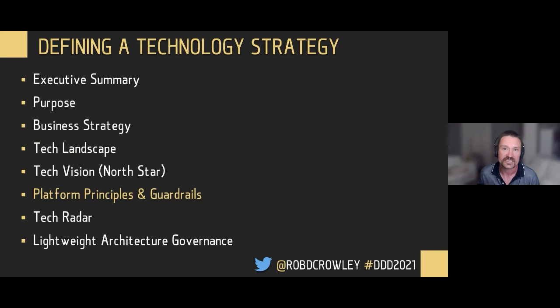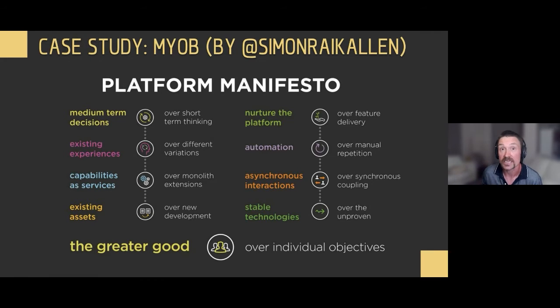So let's take an example from a company in Australia who create personal financial management software, MYOB. And this is the platform manifesto that was written by their previous CTO, Simon Reich-Allen. And it's written in a very similar way to the Agile Manifesto. And this is again the guidance that he provided his teams when making their own decisions.